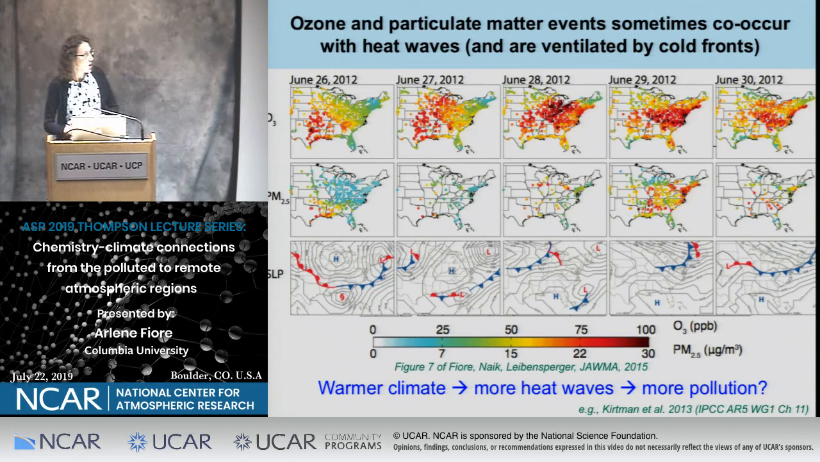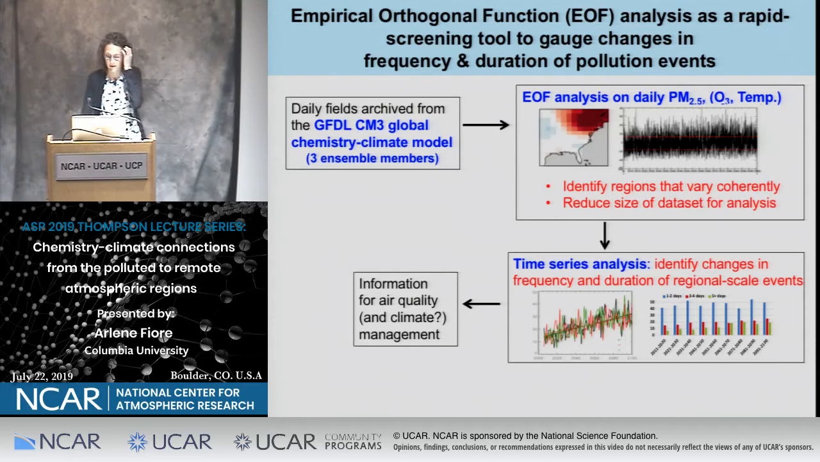And so the point that I use this slide to introduce is that as climate warms, if we expect to have more heat waves, does that automatically mean that we then expect to have more pollution, in the case where we assume, say, that our emissions of air pollutants stay constant? And that's going to be kind of the framework that we work in for this next set of results that I'll show you.